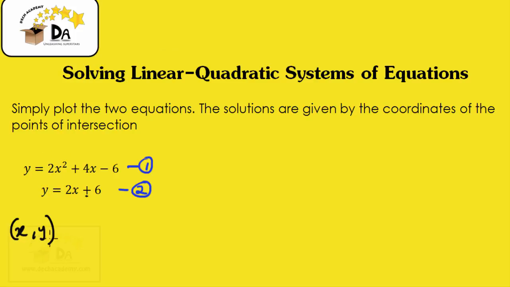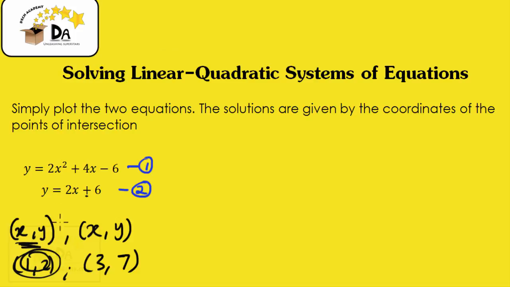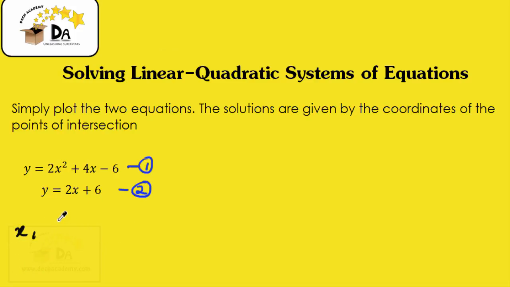And the thing about this is that you can have two pairs of solutions. So you can have, say, x is 1 and y is 2, and x is 3 and y is 7, or something. This solution will satisfy the equation, and this solution also satisfies the equation. But that's not necessarily the case for this system. We need to solve it, and like I said, you simply plot the two equations on graph paper. So I'm just going to use a sketch.